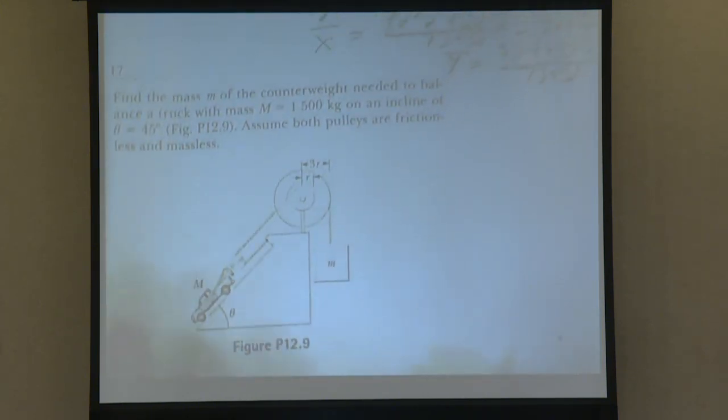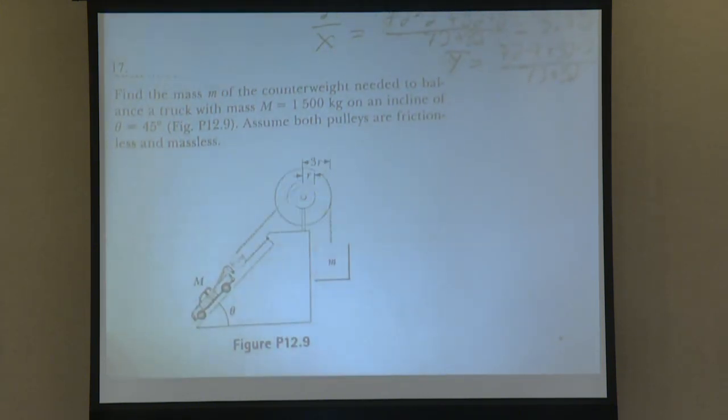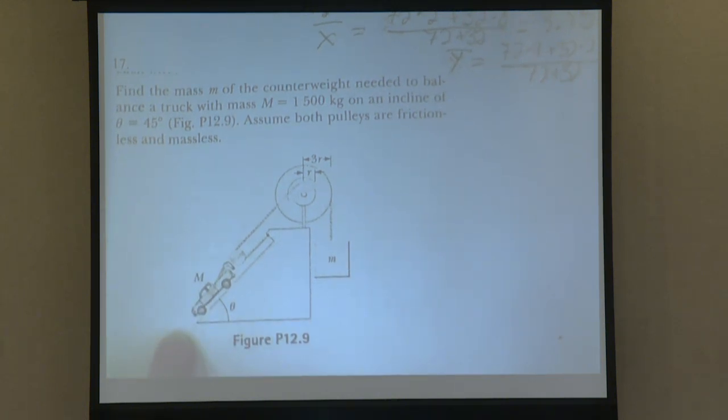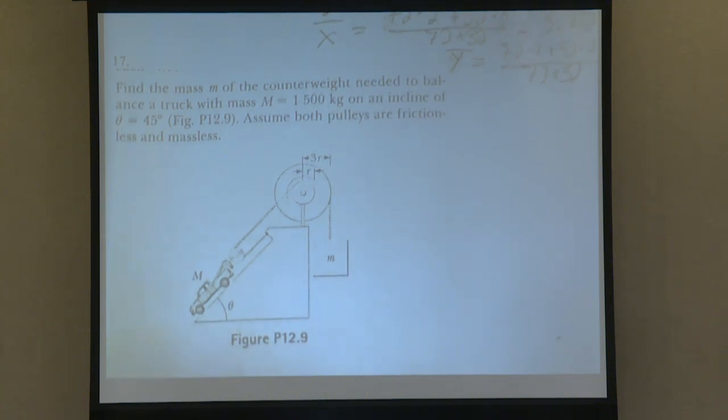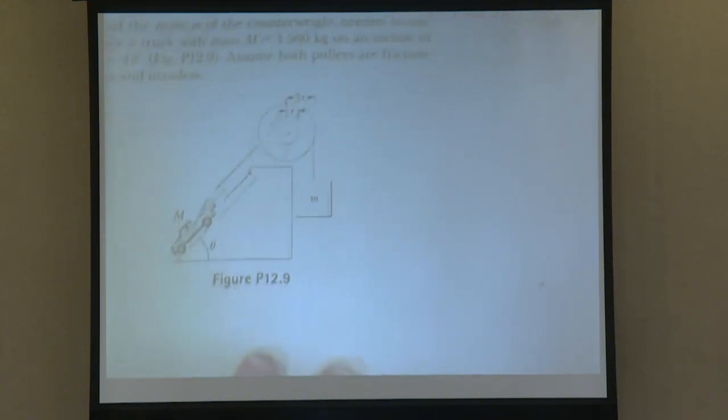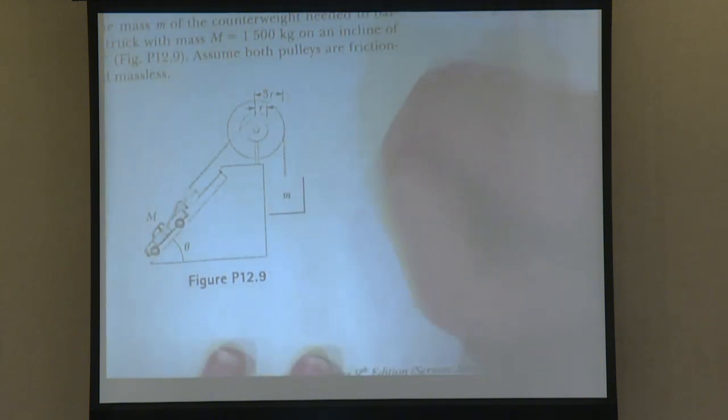Find the mass of the counterweight needed to balance a truck with mass 1,500 kilograms on an incline of 45 degrees. Both pulleys are frictionless and massless. The first thing that we want to do is draw a free body diagram.